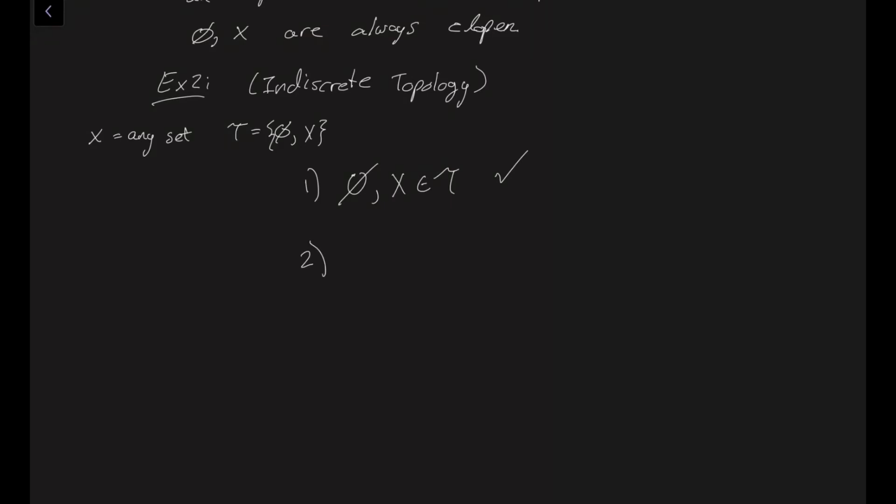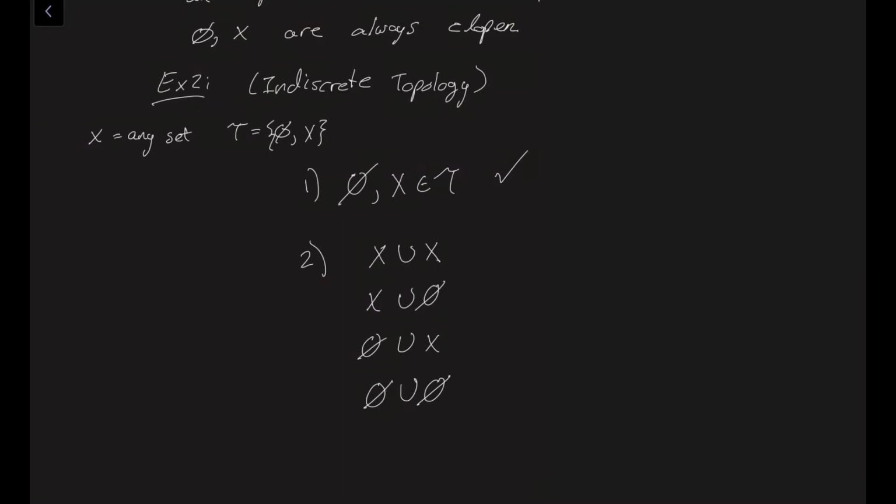Next, we have to check to make sure that arbitrary unions are in tau. So we have to check that X union X is in tau. We have to check that X union the empty set is in tau. The empty set union X is in tau. And the empty set union the empty set is in tau.